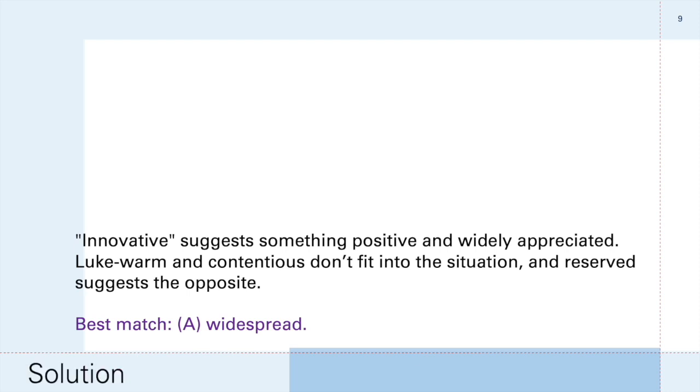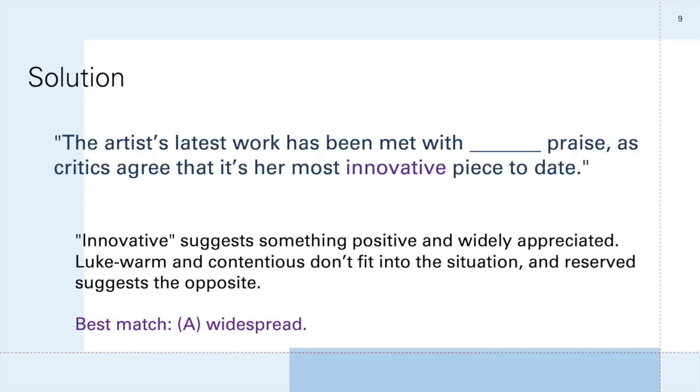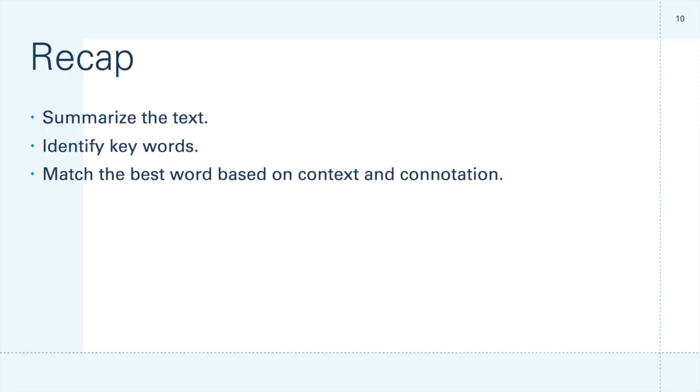So, this is the solution. Hopefully you were able to use the strategies and the steps in the previous slides to try and solve this question. So the recap is basically, when tackling words and context questions, first summarize the text, then identify the key words, and finally match the best word based on context and connotation.